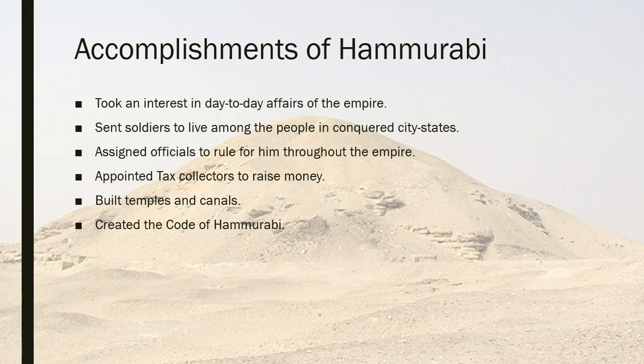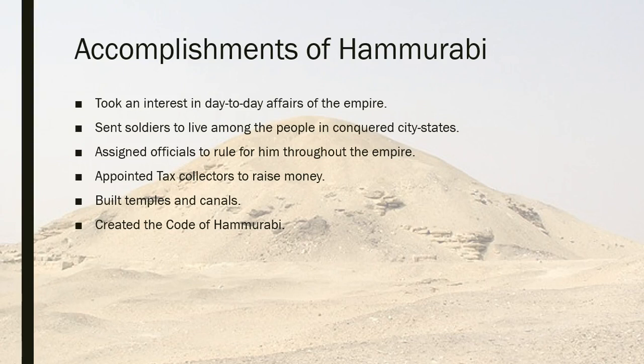He basically gave orders to some people, and those people were going into the city-states and making sure his orders were followed. He also appointed tax collectors to raise money, and he built many temples and canals along the Euphrates River to benefit them in trade and in transportation and communication with other countries and other empires.